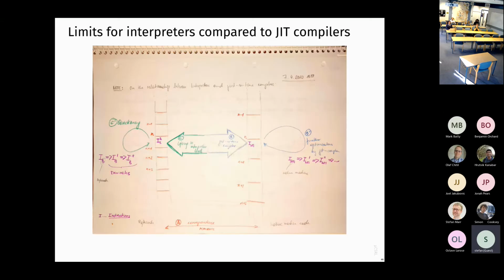The next part that I've shown is on the limits for interpreters compared to JIT compilers. For this talk, I went back to my office last week and dug through all of my research notes, and you can believe me that there is a ton of them. And I found this one that's also something that I've shown my grad students for the past 5 years. It's from April 7th, 2010. And this is basically the core insight that I had that was responsible for this multi-level quickening.